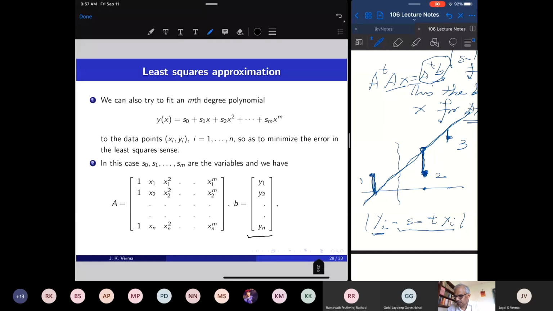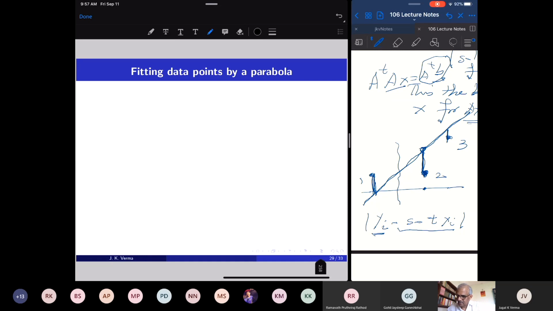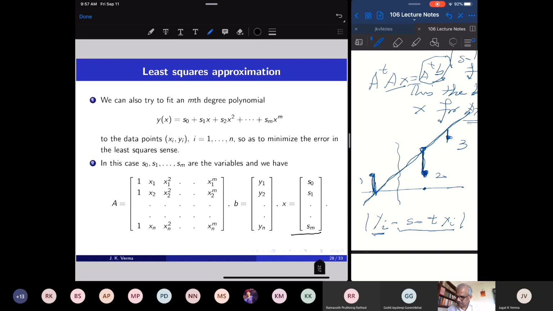It consists of the outputs of the experiment. And the x vector is the unknown quantities, s0, s1, s2, ..., sm. So make a column vector of these things. Then you have this equation Ax equal to b, but there may not be any x which satisfies this condition. So we pass to normal equations, multiply by A transpose on both sides, and then solve for x.